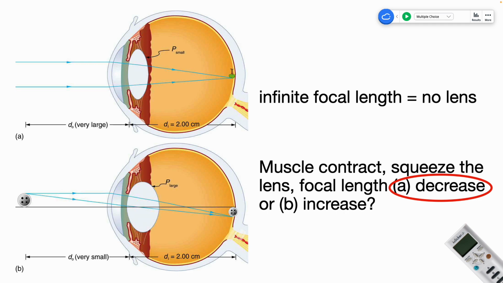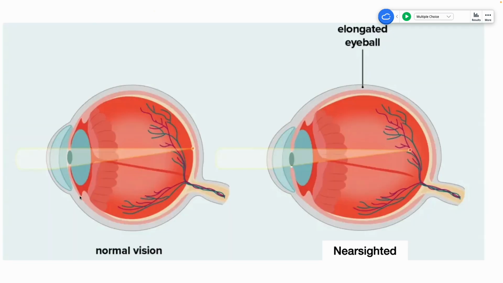So if you look at something really close, your eyeball will have to squeeze your lens to decrease its focal length. So if you keep staring at something really close, like your phone, for like 8 hours a day, you might think that's the reason that causes nearsightedness.